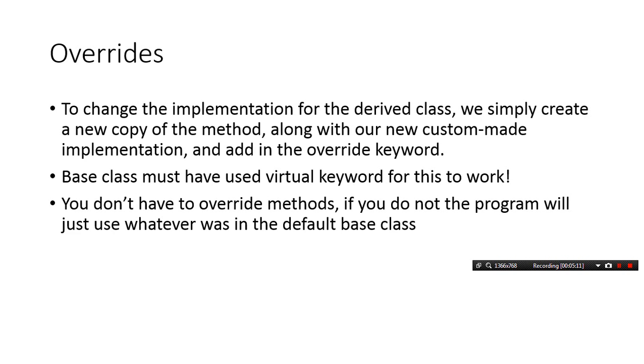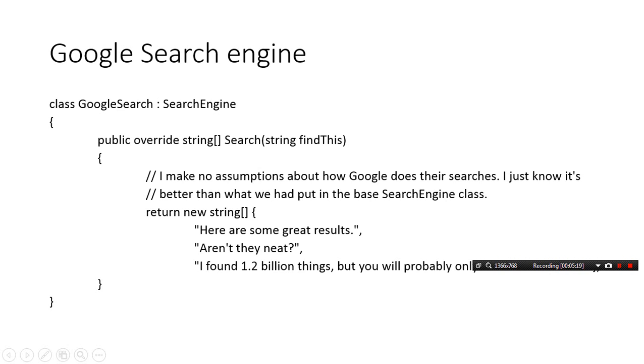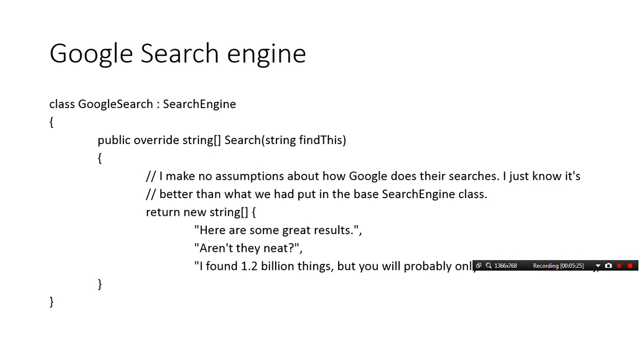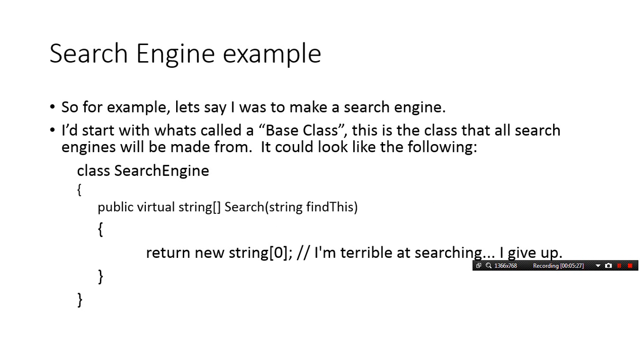So the override is needed to change the implementation for the derived class. Keep in mind, this is simply creating a new copy of that method. If you look at this overall method here, public override string search, that is exactly the same as what is in the base class over here.